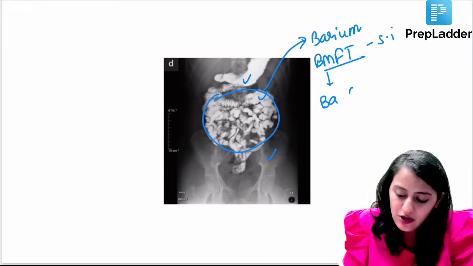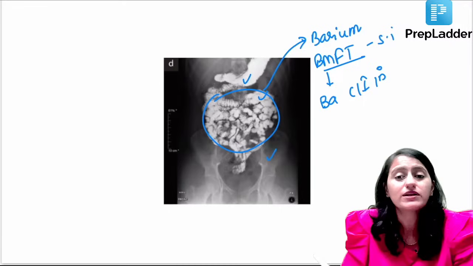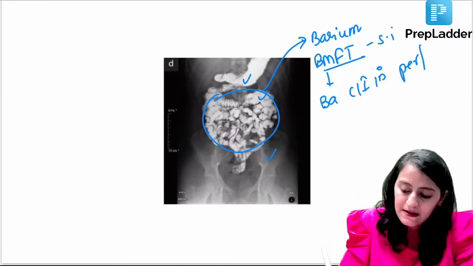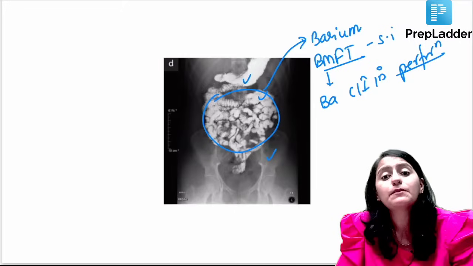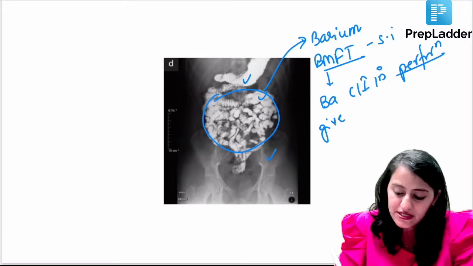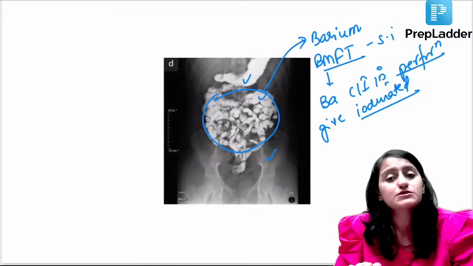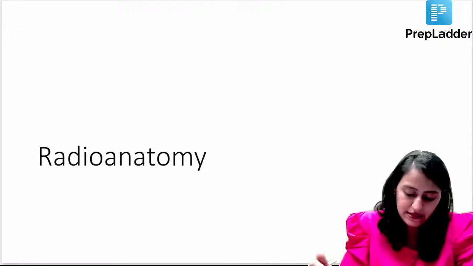Remember, barium is contraindicated in what condition? Very, very important. Barium is contraindicated in perforation. So what do you give in perforation? Give iodinated contrast, which is water soluble. Barium is water insoluble. Okay, give iodinated contrast.